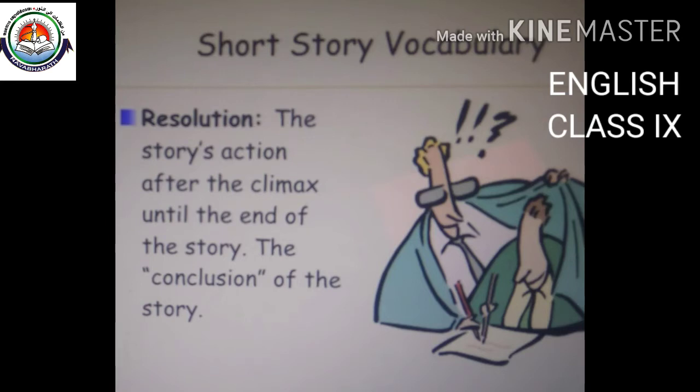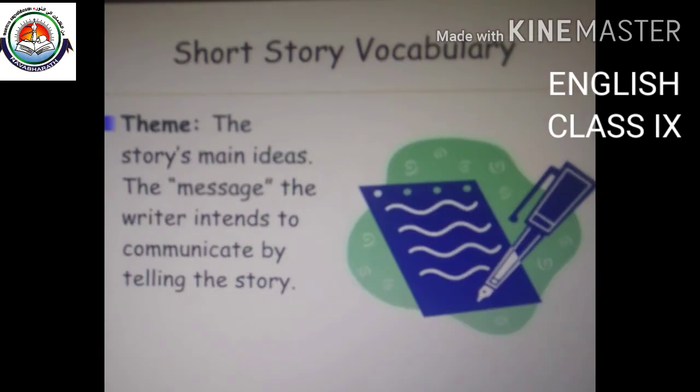Resolution part is very simple actually. After the climax there will be a point till the end of the story. That part is known as conclusion also. That's what is the resolution here. You have to make a resolution also. Once you do the climax, don't try to finish it. Make sure that you are having a resolution part also to make sure what really happened in the climax.